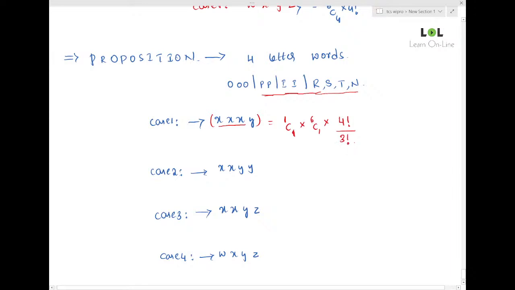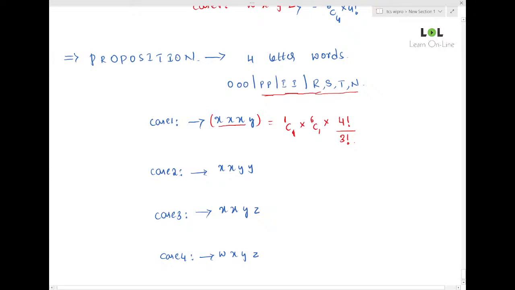Why are you getting an extra 2 factorial, Chandana? No, only the 3 O's are repeating. That's why we divide by 3 factorial. That's all. Are you getting my point? Everyone? P and I, you will be taking only one letter, right? Either you will be taking P or you will be taking I. You're not taking both of them, two from them. You'll be taking any one letter, that's all.